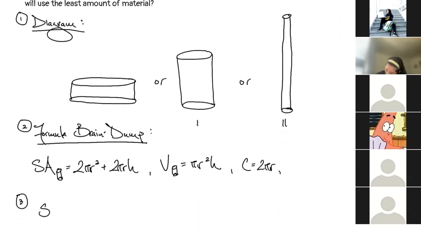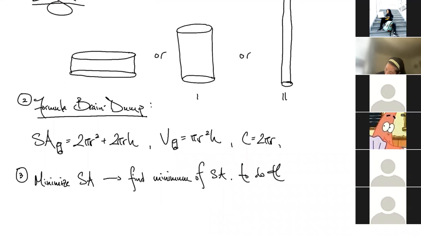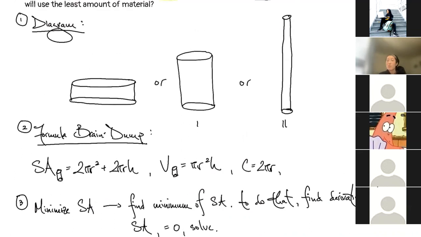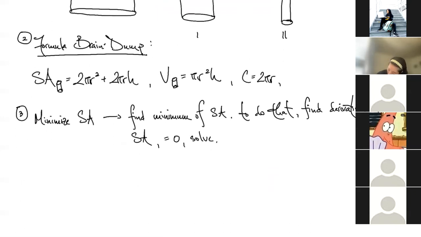So let's see, surface area. Now, do we want to minimize or maximize the surface area? We want to minimize. So minimize surface area, which means find the minimum of surface area. To do that, we'll find the derivative of surface area, set it equal to 0, and solve. Exactly. Do we want a really short and fat can? Do we want one that's sort of in between? Do we want a very tall and thin cylinder? Those are all questions we want to answer.